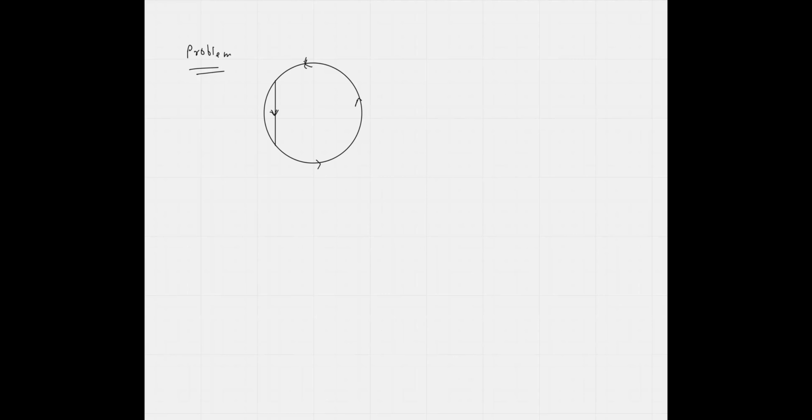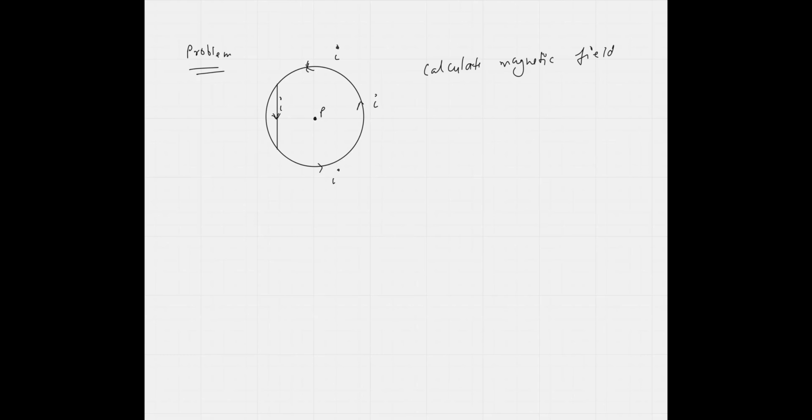This is I current in this coil, and here also it is I current. This is the center point. At this center point, you need to calculate the magnetic field. Okay, this is point B. Calculate the magnetic field at point B.